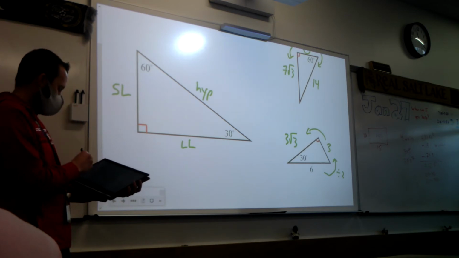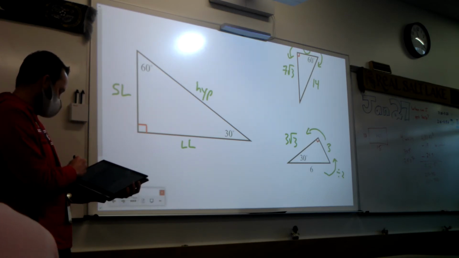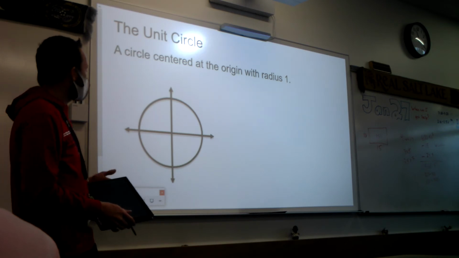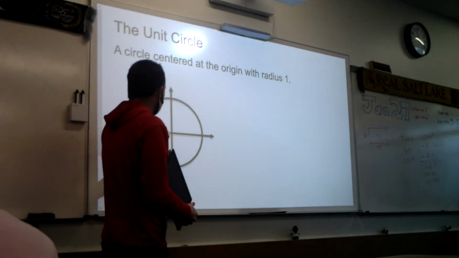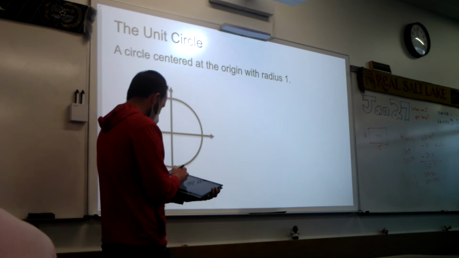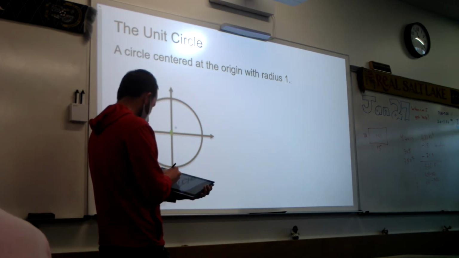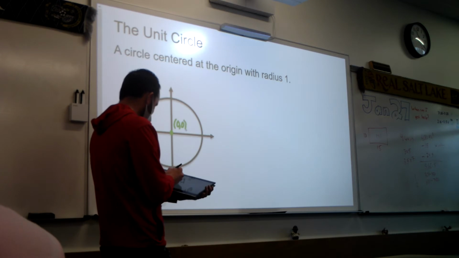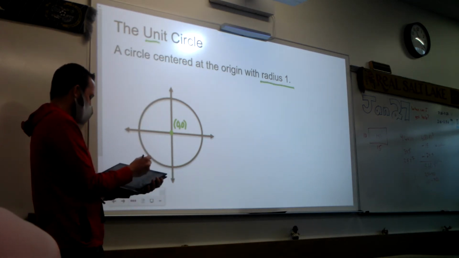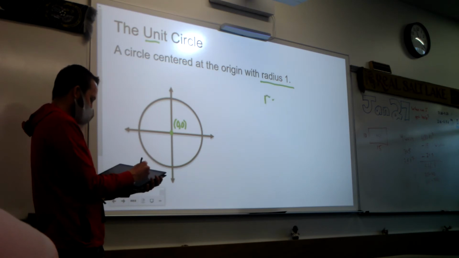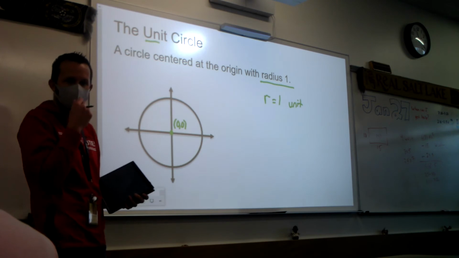Okay? Now, the reason why we're doing this is because what we've been working with is called the unit circle. It's a circle which is centered at the origin. The origin is a point 0, 0. So this point right here, 0, 0. Now, it's called the unit circle because the radius is 1 unit. So radius equals 1 unit.